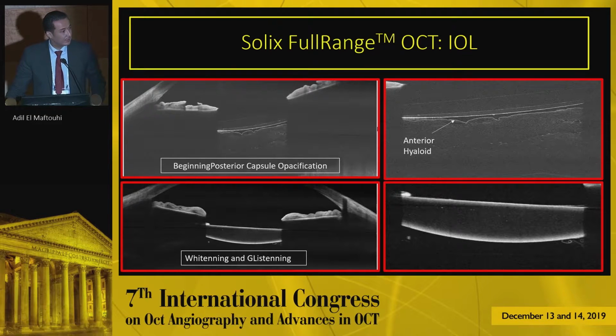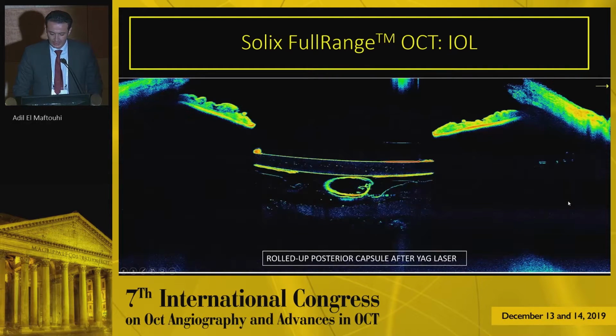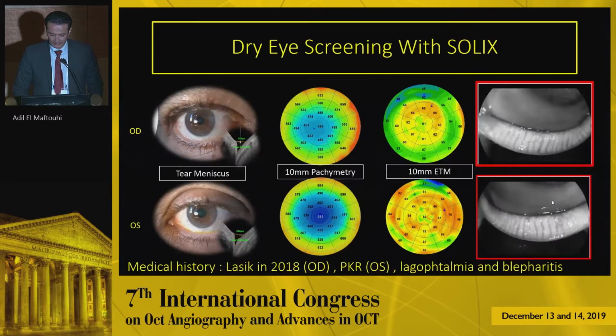You can check the intraocular lens, here with beginning posterior capsule opacification, and you can easily see the anterior hyaloid and the vitreous. In other cases of whitening and glistening, causing decreased vision in this patient, you can see here the hyper-reflectivity of this IOL. And this is another case of a rolled-up posterior capsule after YAG laser.